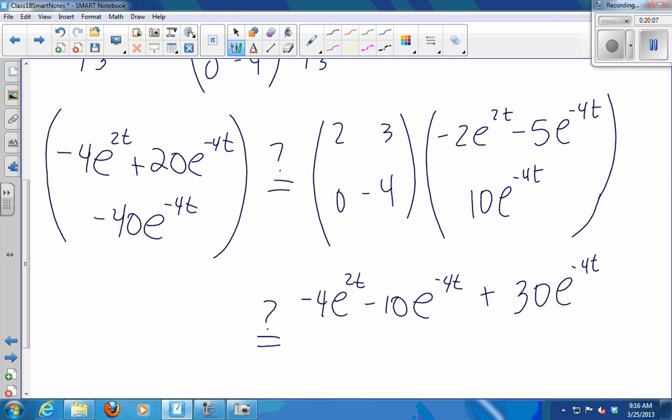So then I do that same process again using the 0, negative 4 as my next row that I multiply by the column vector. When I do 0 times the first component, that's just 0. And then I add negative 40 e to the negative 4t. Right, so taking my 0, negative 4, pick it up, turn it on its side, lay it right on top of this vector. The parts that match up, you multiply, and then you add the two products.